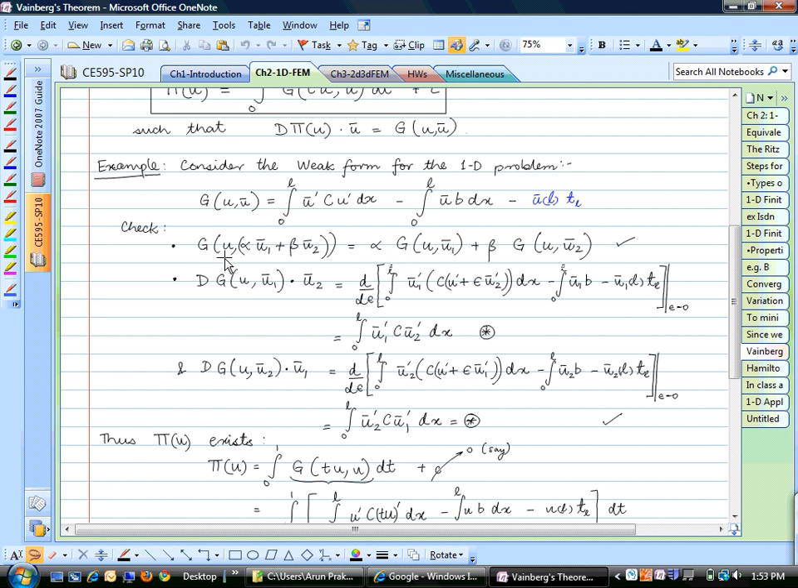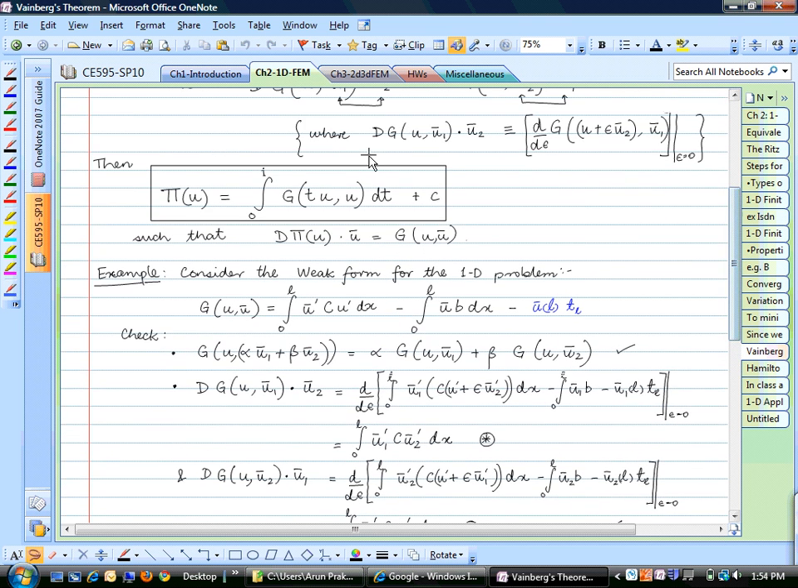So we know that G is going to be linear in the second argument. So the first condition is met for our principle of virtual work. For the second condition, we will calculate the directional derivative of this G in the direction of u2. So all that we need to do is follow this definition.